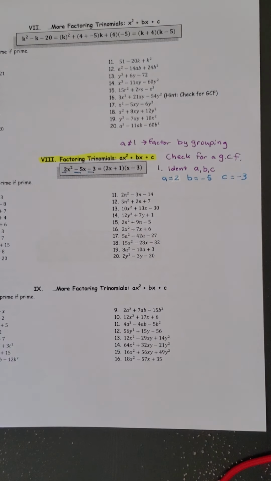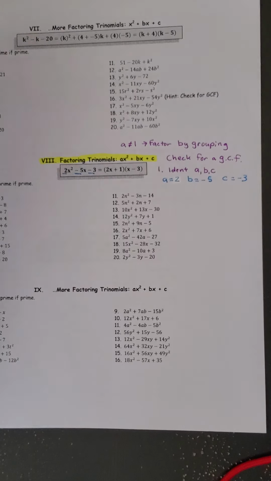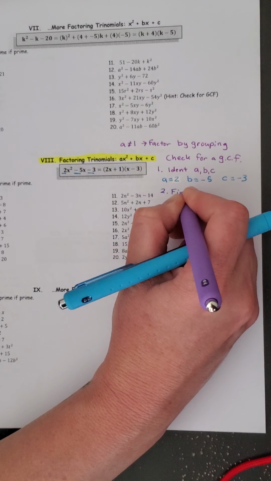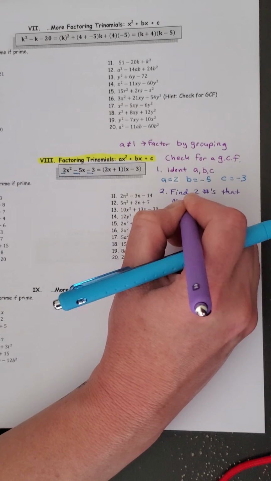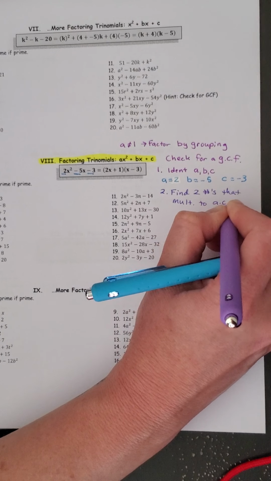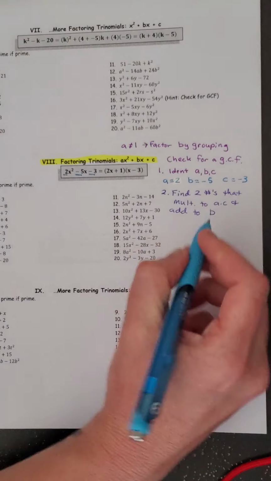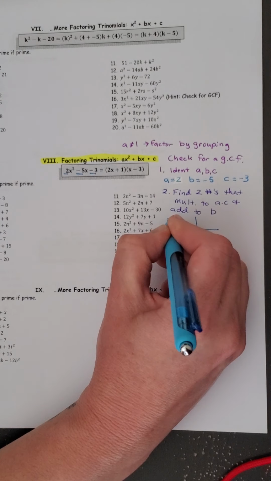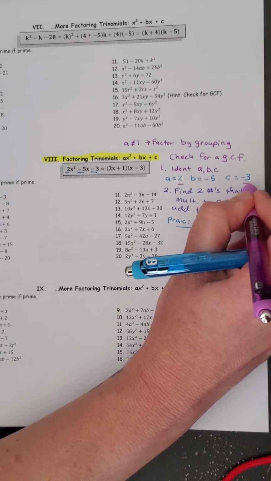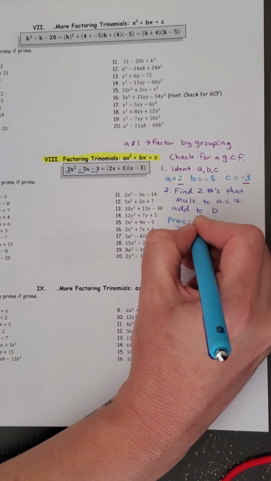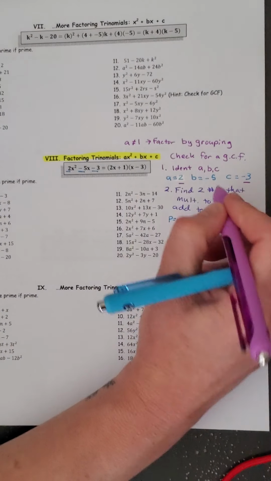Okay, so our steps don't really change that much. Our next step is going to be, we're going to find 2 numbers who multiply to A times C and add to B. So I'm going to make my little table. My product needs to be A times C, which is, in this case, 2 times -3, which is -6. But they have to sum to B, and this time B is -5.